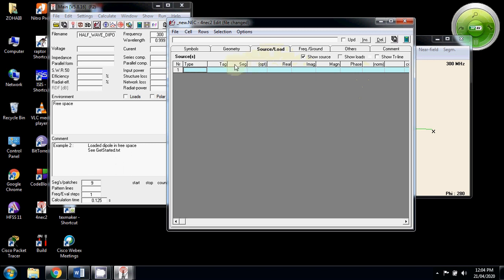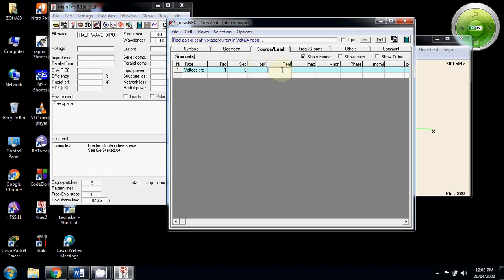Now let's go to the other tab, which is source/load. We need to specify what amount of voltage we want to excite our antenna with. Tag is again an identifier that will identify if there is more than one supply. Right now we have only one supply, so we'll put 1 here. The segment is the segment of the dipole where we need to give the supply, because we need to choose the center for the supply. Our antenna has 11 segments, and starting from 1 to 11, the central segment would be 6, so that's why I've chosen 6 here. And leave the opt tab.